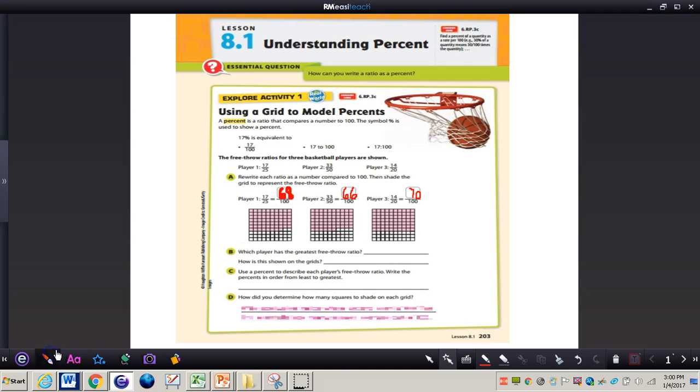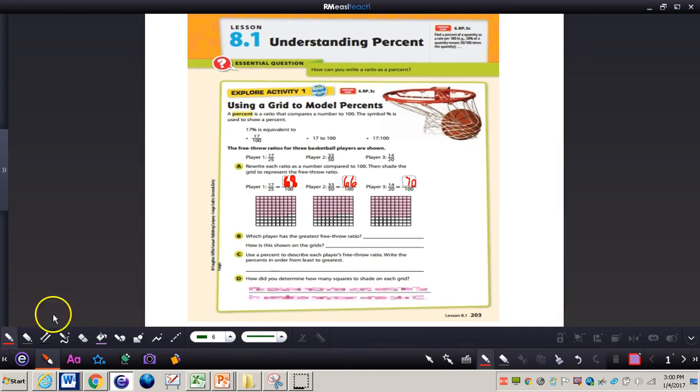So now that we have all of our 100 grids filled in, we can see which player has the greatest free throw ratio. We can see that it's player 3. Why is that? 70 out of 100, 68 out of 100, 66 out of 100. You can see 70 out of 100 is the most. It's kind of difficult to compare 17 out of 25, 33 out of 50, and 14 out of 20, but when you make it all out of 100, you can see it's very easy to compare. So the greatest free throw ratio, player 3. Right, player 3. There we go.